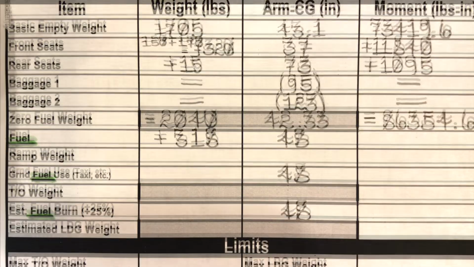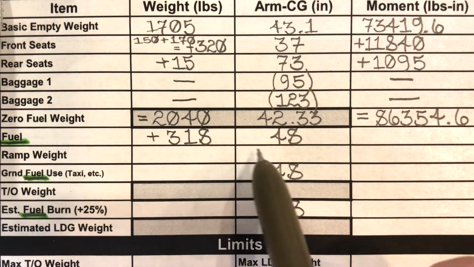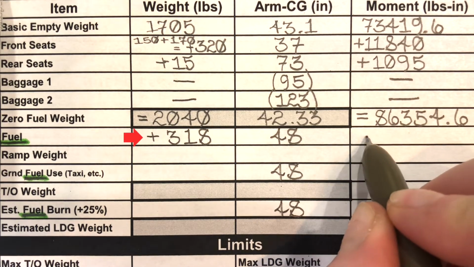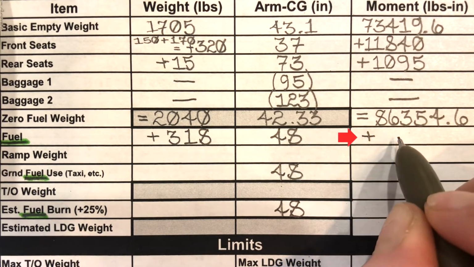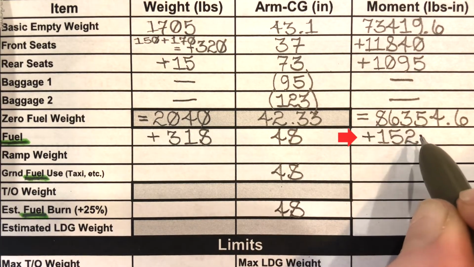And it makes sense, right? Because the fuel arm's location is 48 inches aft of our datum, and that position's never going to change. The position where our fuel tanks are located never changes, but the weight does, right? We're either adding fuel or subtracting. So that's why I say 48 is where your arm is going to be, because we're always talking about where the fuel is. So now 318 times 48 is 15,264, right? We just multiplied across like before.